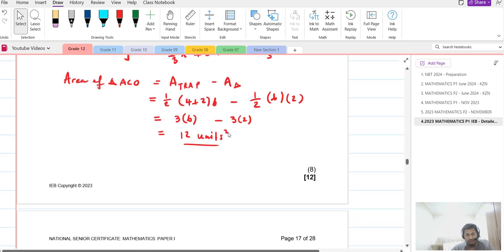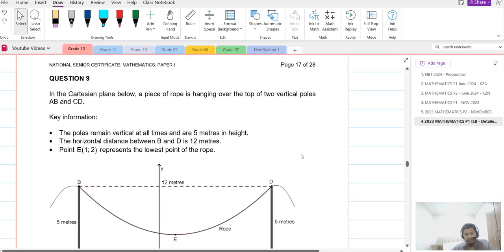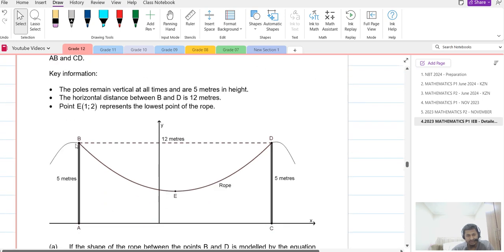Now moving on to question 9. In the Cartesian plane below, a piece of rope is hanging over the top of two vertical poles AB and CD. Right, so AB, CD, and that's the hanging cable. The height from here to there is 12.